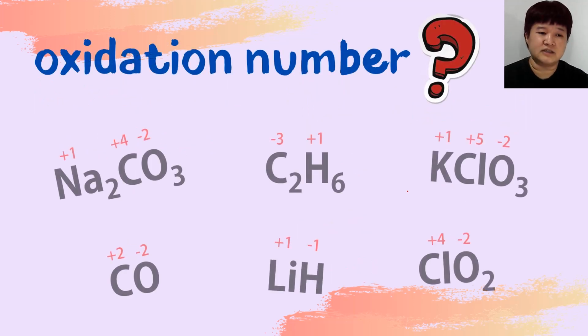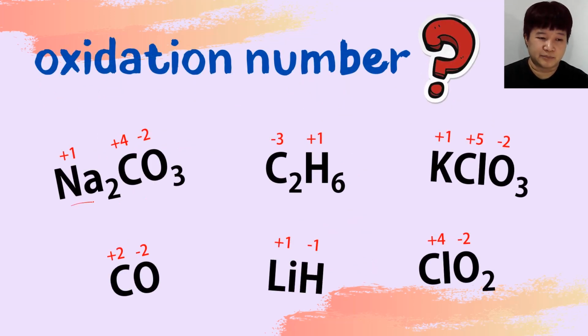Oxidation number is actually the number assigned to each element in a compound. So each element in a compound will have an oxidation number, depending on the amount of electrons that are accepted or donated. Look at a very simple example: the carbon in this compound and the carbon in carbon monoxide. You can see that the oxidation number changes from +4 to +2. And if you look at the carbon over here, it's -3.